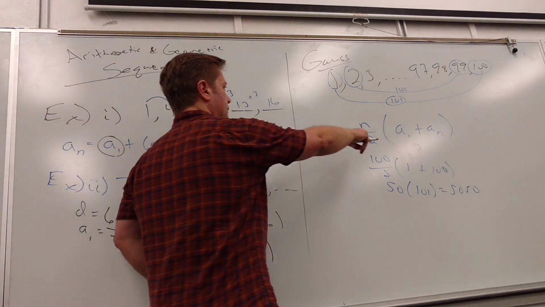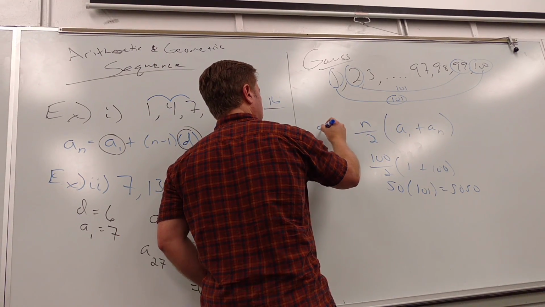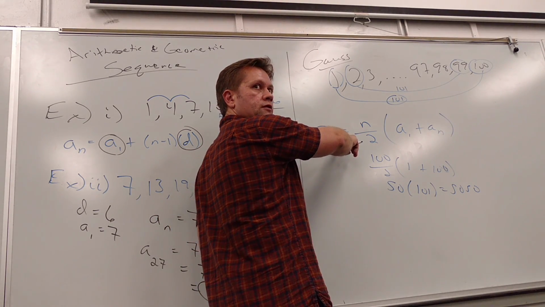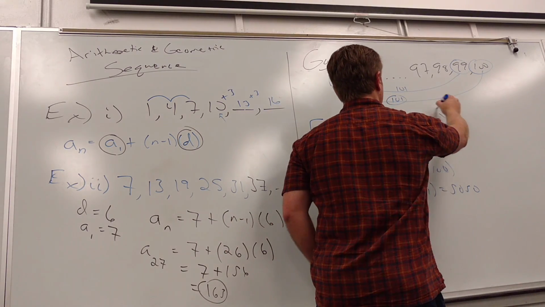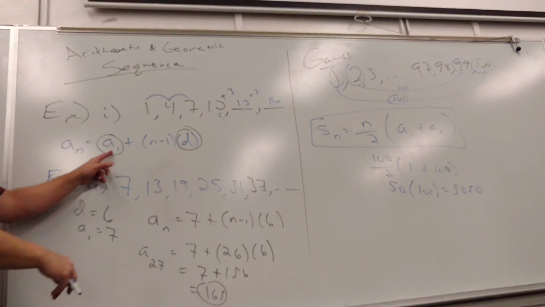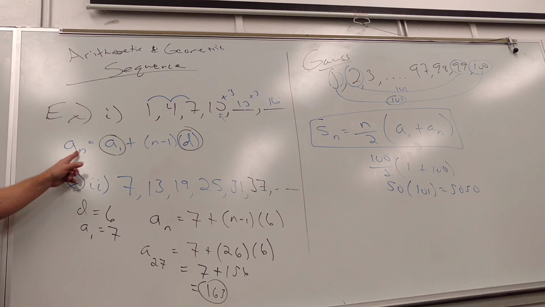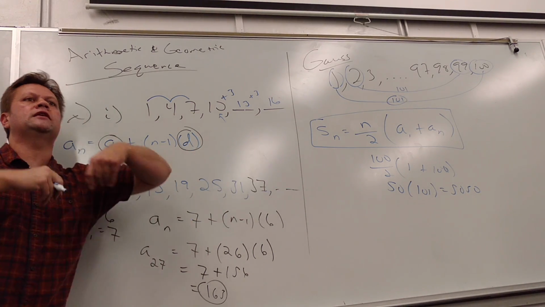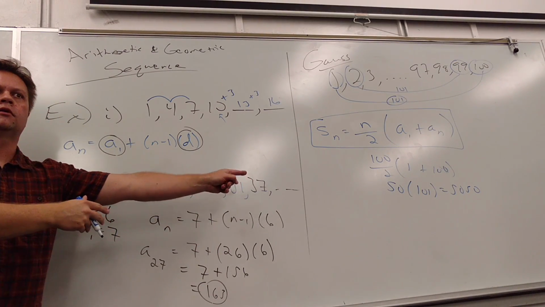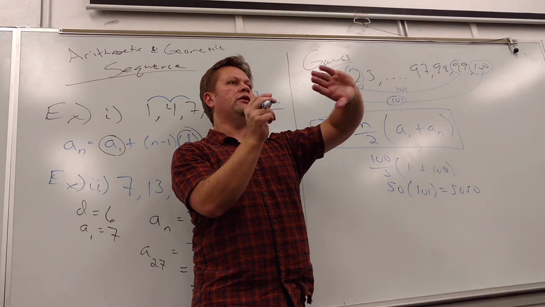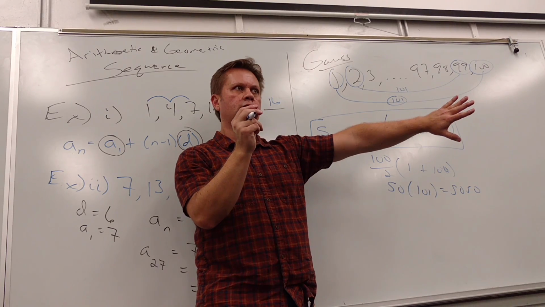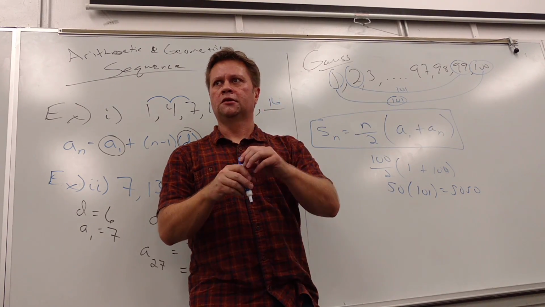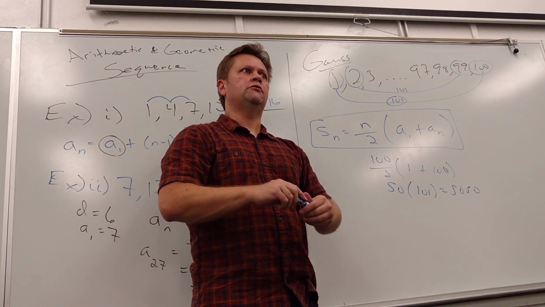Cool. So this is the formula for the sum of n numbers from an arithmetic sequence. This is our second formula. The first is how you figure out a specific sequence element, like the 27th number in the sequence is 163. This one is how you figure out the sum of the first however many numbers in the sequence. And it's a relatively easy formula. You gotta love that. Sounds like it should have been a lot worse than it really is.